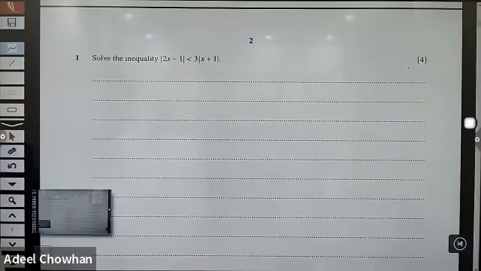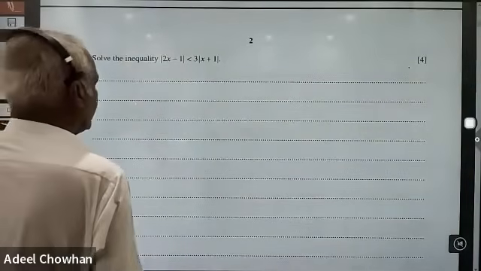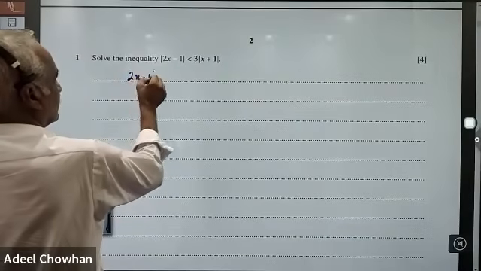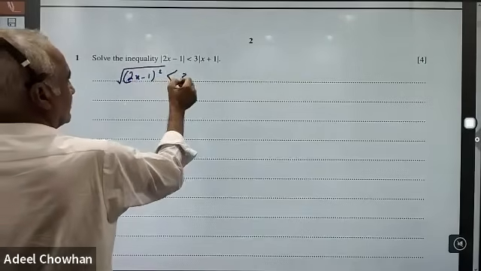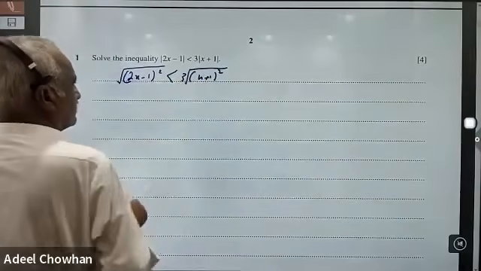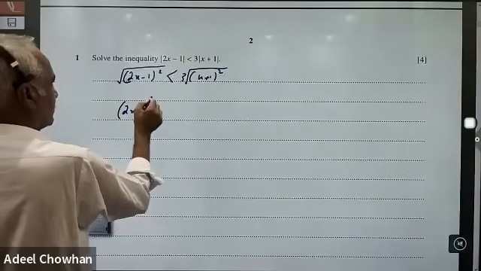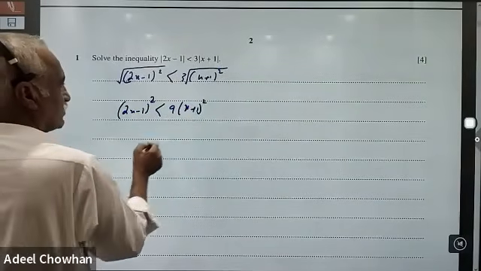Question number 1. Solve the inequality |2x minus 1| is less than |3x plus 1|. Since there is a modulus on both sides, you should know in the beginning that it will be equal to the square root of (2x minus 1) whole square, is less than 3 into the square root of (x plus 1) whole square. So taking the square on both sides, this will become (2x minus 1) whole square is less than 9 into (x plus 1) whole square.